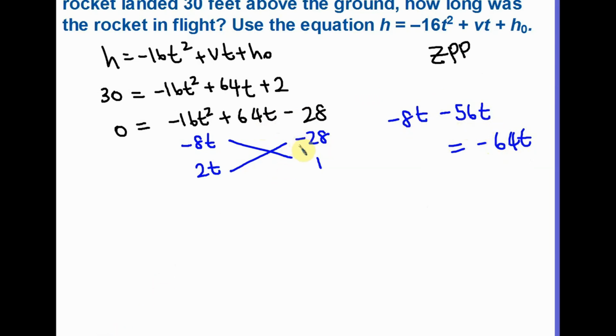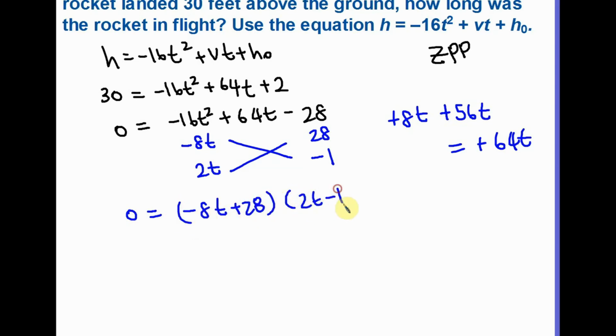So instead of having negative on top, if I switch the order, negative 8t times negative 1 will be positive 8t. 2t times 28 is positive 56t. And thus, when you add them, I'll get positive 64t. Which means if you write it in factored form, negative 8t plus 28 is in one group, and the second group is 2t minus 1.